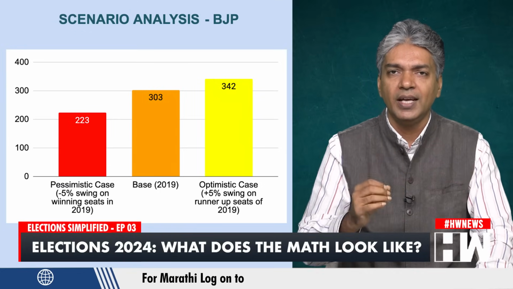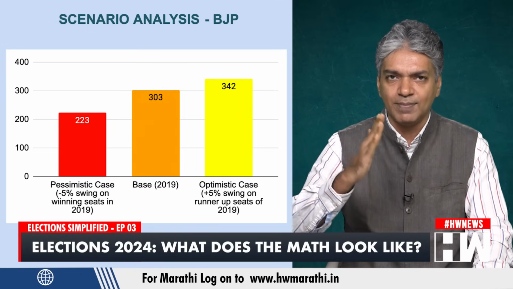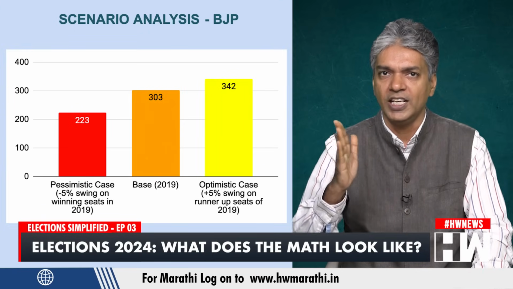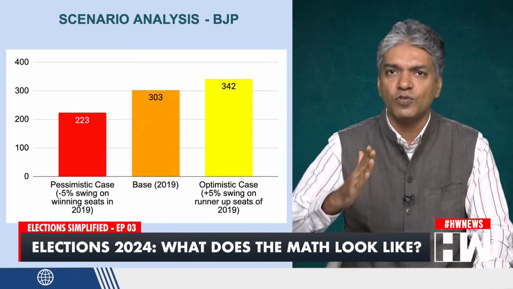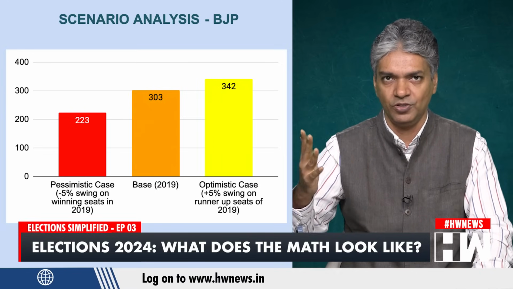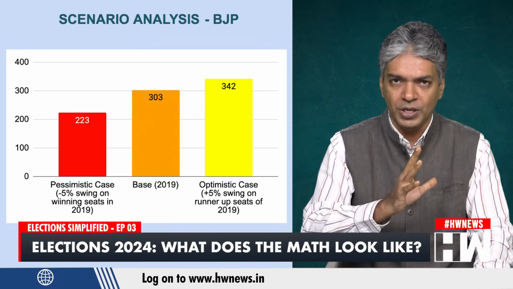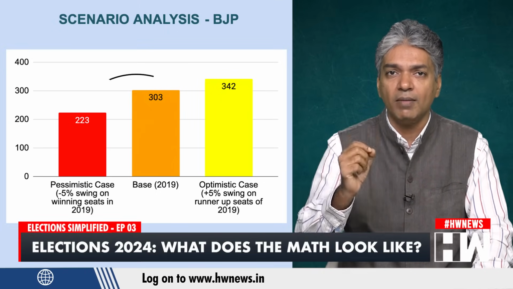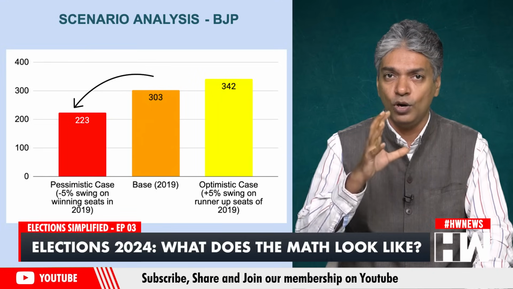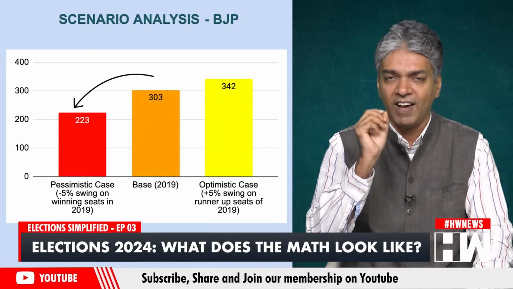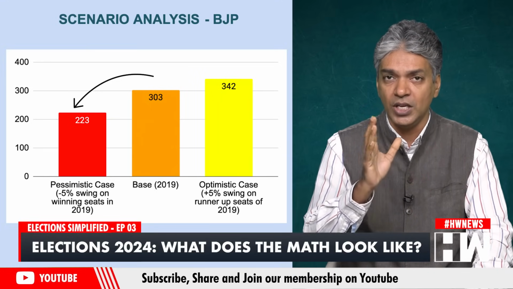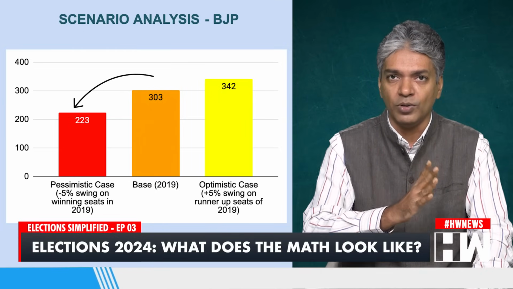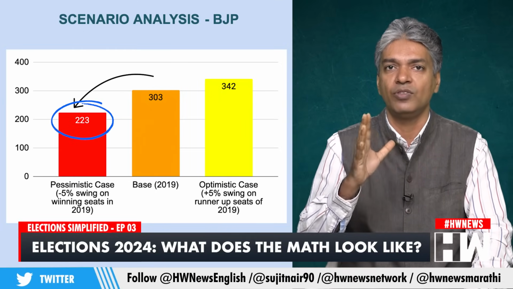Implying if the BJP's vote share declines by 5% and this 5% moves to the runner-up, essentially meaning that the runner-up's vote share increases by 5%. So that's a swing. -5 for the BJP, +5 for the runner-up. The BJP's tally could decline by 80 seats. So the BJP could lose 80 seats if there is a 5% swing away from the BJP towards the runner-up basis 2019 numbers, and its tally reduces to 223.